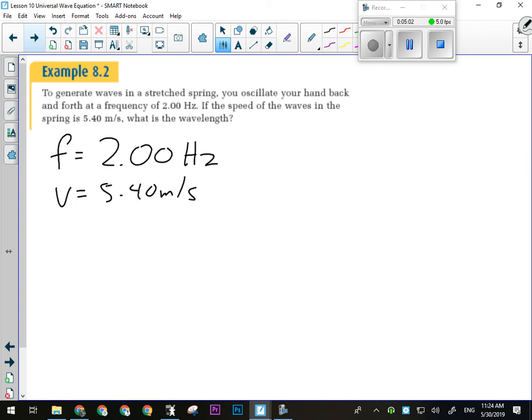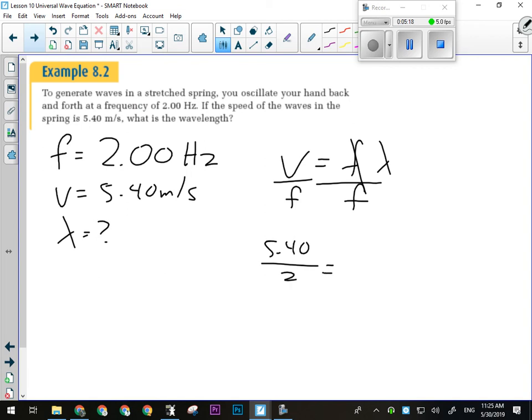Okay, what is its wavelength? All right, so looking for wavelength. V equals F times lambda. If I want to get lambda by itself, I divide both sides by F. So I will have 5.40 divided by 2, which should give me 1.7 meters. Sorry, 2.7, not 1.7, 2.7 meters, as my wavelength.